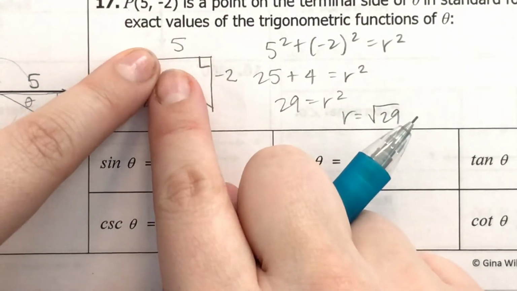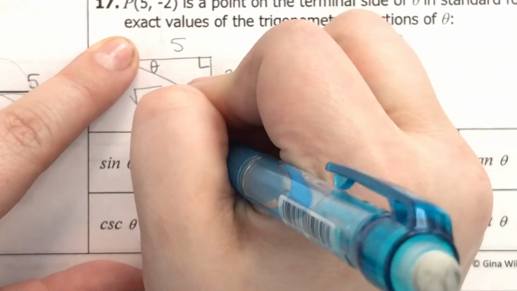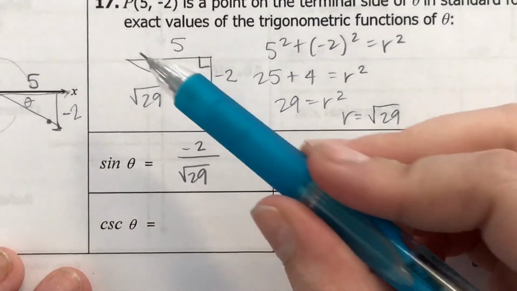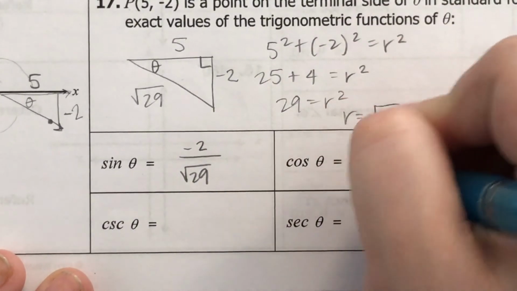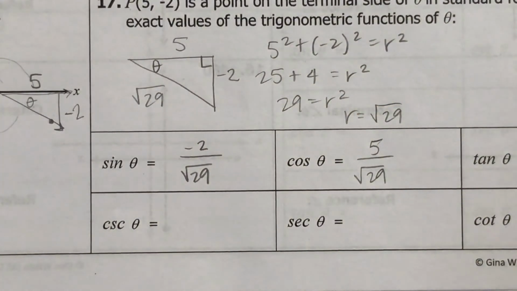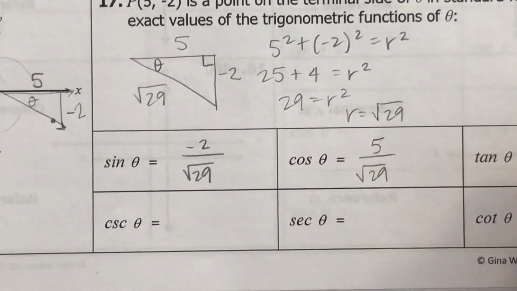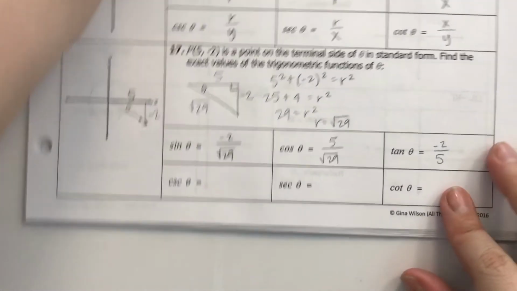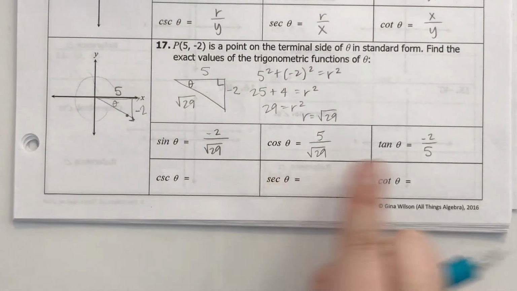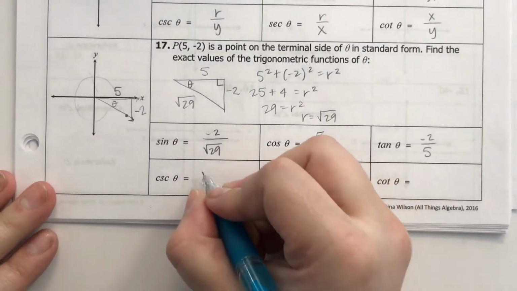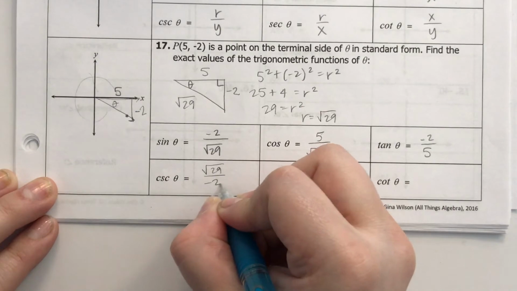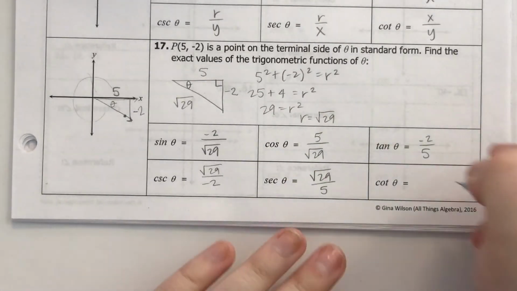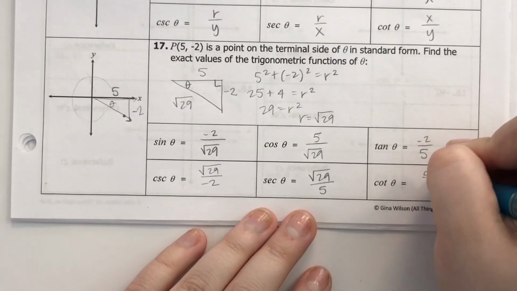So the sine of theta is opposite over hypotenuse. This would be -2 over radical 29. Cosine would be adjacent over hypotenuse. And then tangent would be opposite over adjacent. All right, oops, sorry, you can't see that. Remember, to find the other 3, all you have to do is flip them over. Radical 29 over -2. Radical 29 over 5. And 5 over -2.